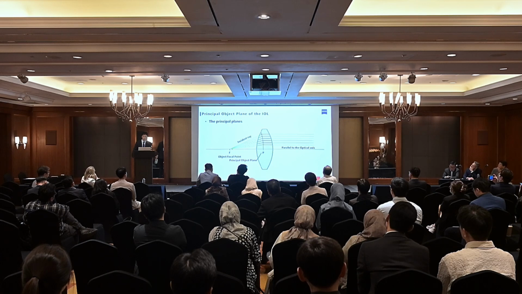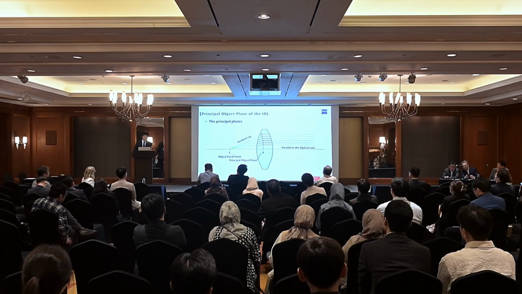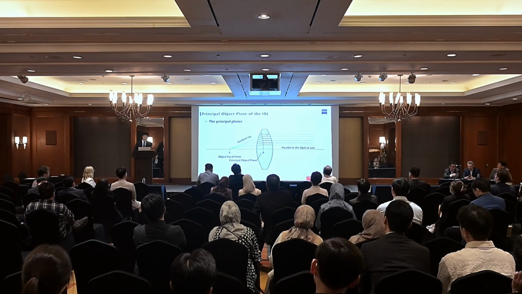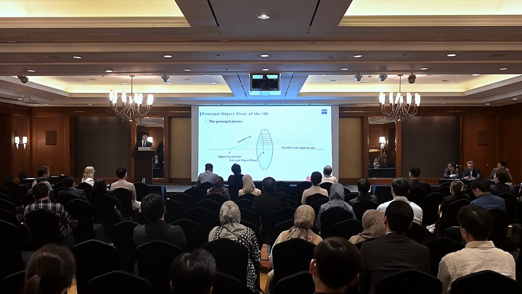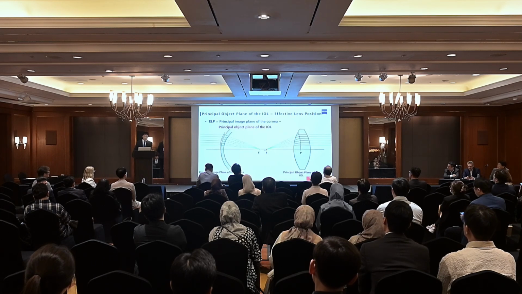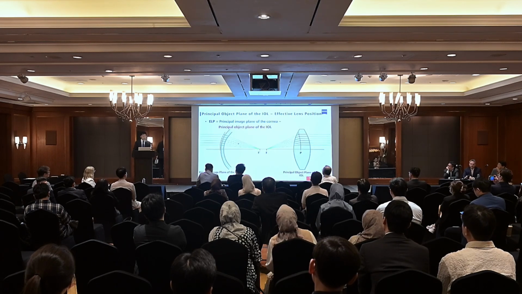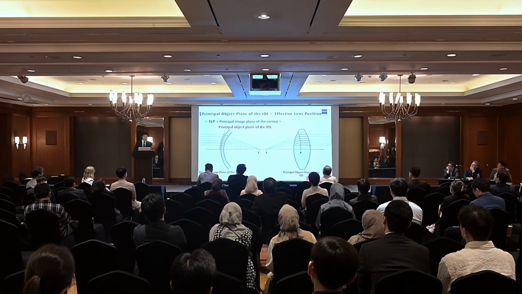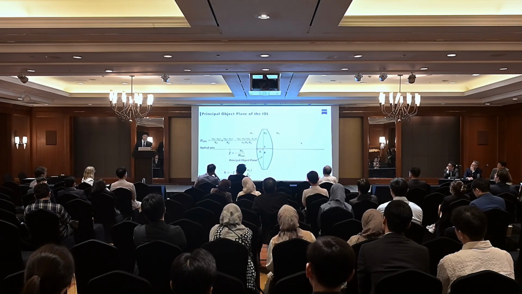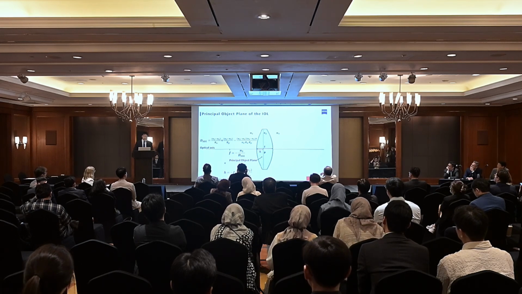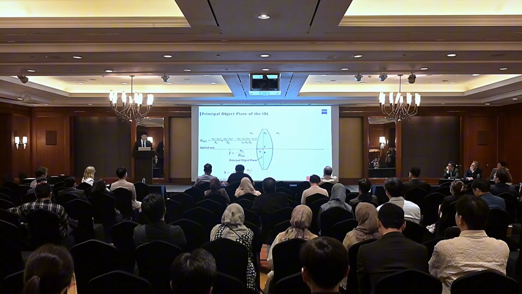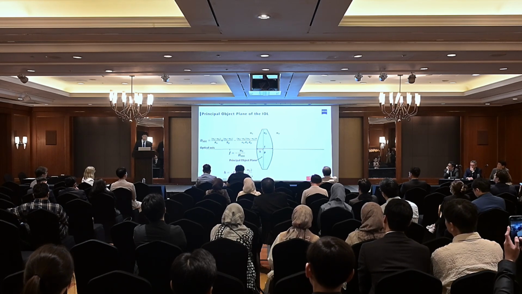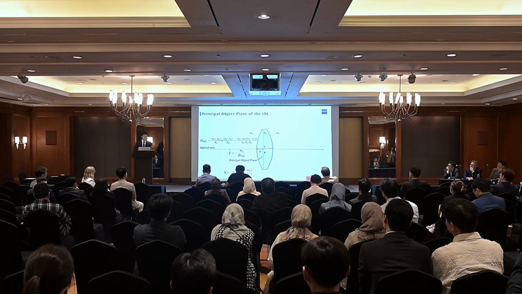Similarly, the location of the principal object plane can be determined by tracing an incident ray that passes through the object focal point and an emerging ray that is reflected parallel to the optical axis. Now we can calculate the effective lens position as the distance from the principal image plane of the cornea to the principal object plane of the IOL. The principal object plane of the IOL can be calculated if the focal length, thickness, and front and back surface radii of the cornea, IOL, and the refractive index of the IOL are known.